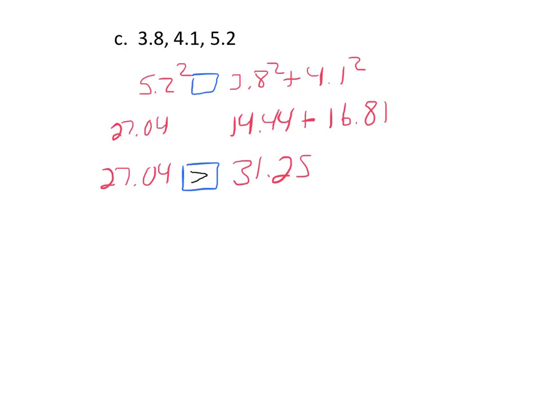And here we have the hypotenuse squared being less than the sum of the squares of the two legs added together. So this is acute. And this ends lesson 7.1 on the Pythagorean inequality theorem.